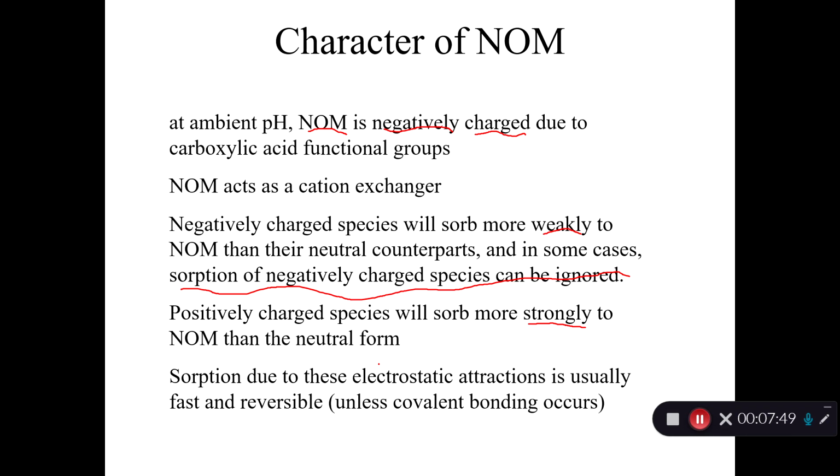And sorption due to these electrostatic interactions is usually going to be fast and reversible. It's sort of on the scale of a proton exchange reaction, which is a similar idea. It's an electrostatic kind of thing. So they're usually fast and reversible unless you start to get some covalent bonding, in which case the sorption becomes completely irreversible.